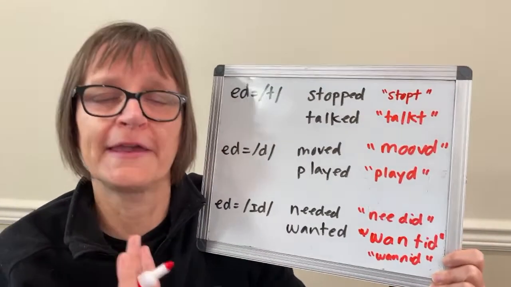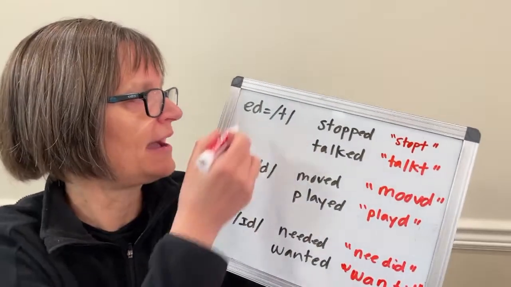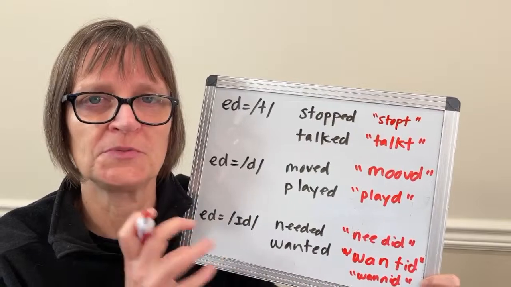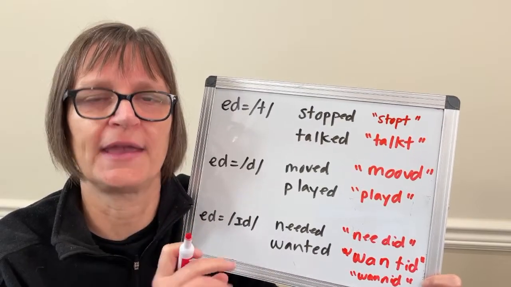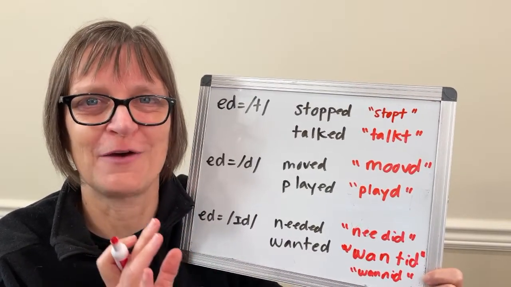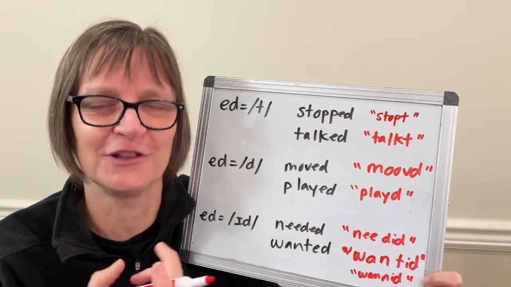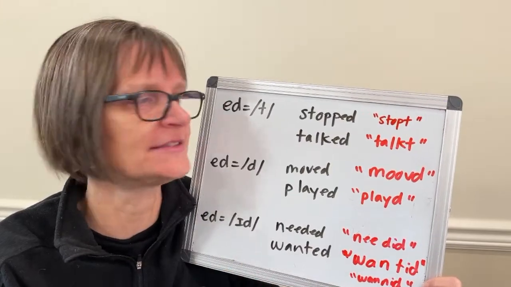So, for regular past tense verbs, as you know, we add the letters ed to make something past tense. But we don't always pronounce the letters ed in the same way. And there's a pattern and a rule for how we pronounce them. So for once, it's not random. It's something that you can learn, practice, and internalize.